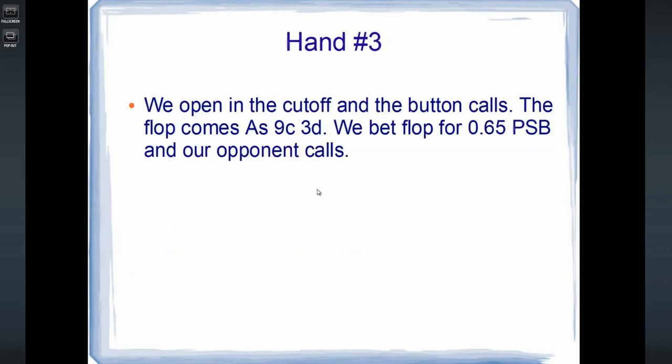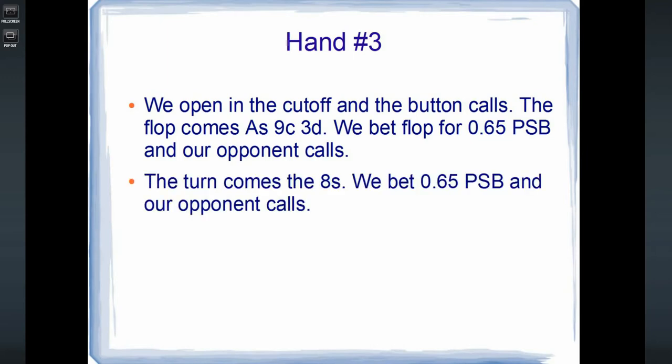So hand number 3, we open in the cutoff and the button calls. The flop comes ace, 9, 3 rainbow. We bet the flop for 65% of the pot and our opponent calls. All right, pretty normal there. So we just see a bet on a dry board. The turn comes the 8 of spades. We bet 0.65 pot size bets and our opponent calls. Okay, cool. Another normal size bet.